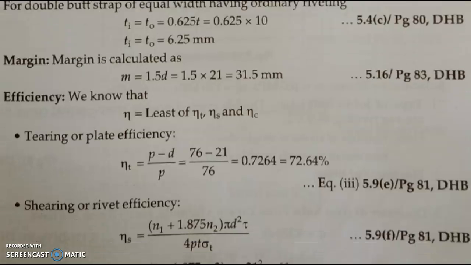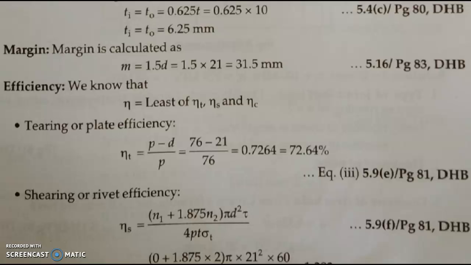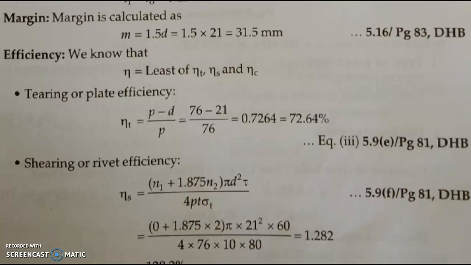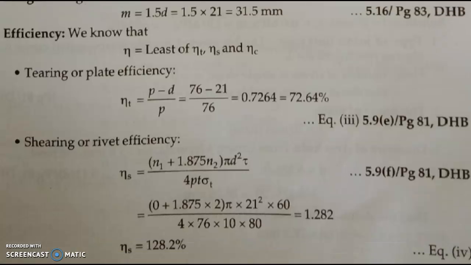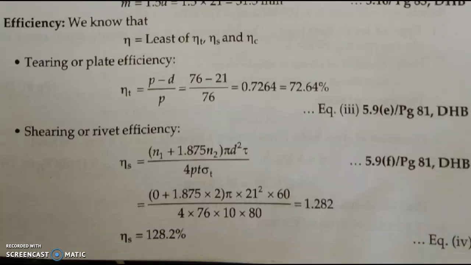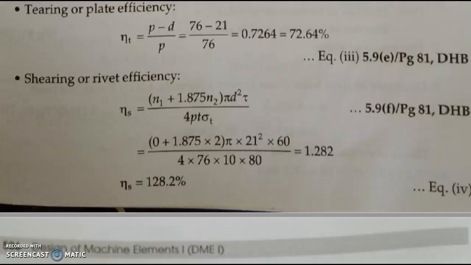Then next one is shearing or rivet efficiency. Again, from the data book, page number 81, equation number 5.9f, we get eta S is equal to (N1 plus 1.875 N2) into pi d square tau divided by 4 pt into sigma t. Here also all the values are given, so we can calculate that value. That will become 128.2%. That is much greater.